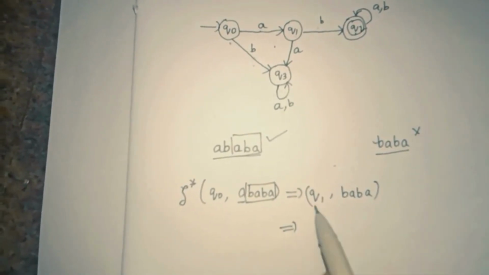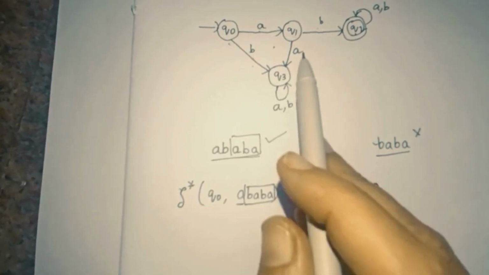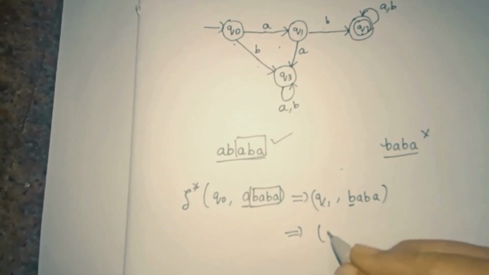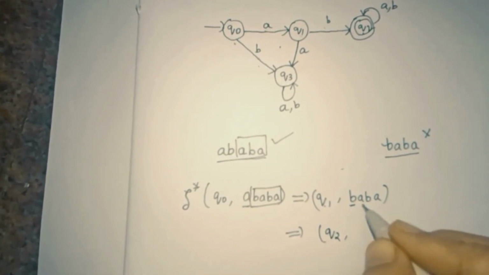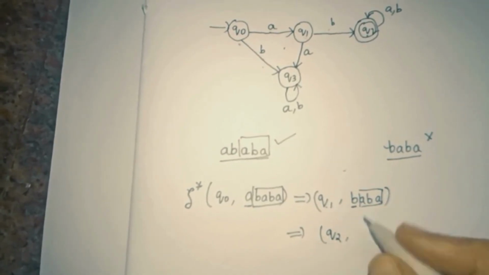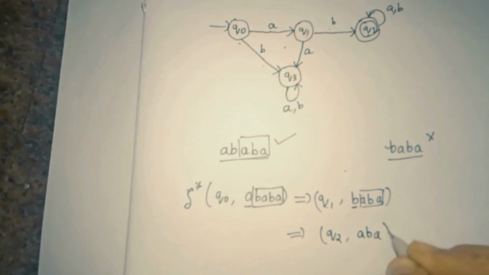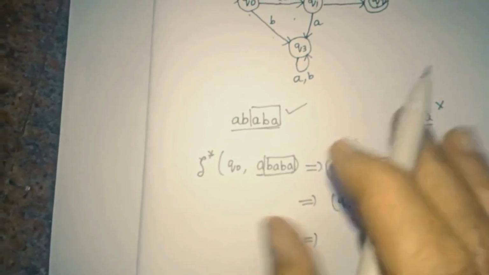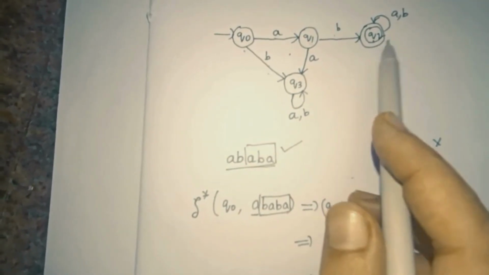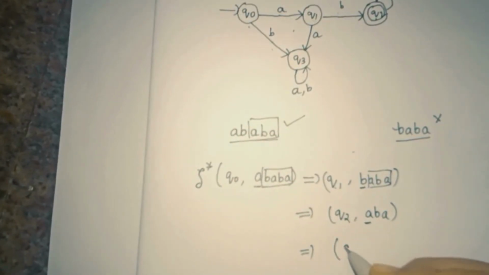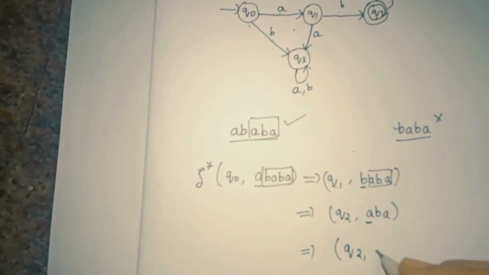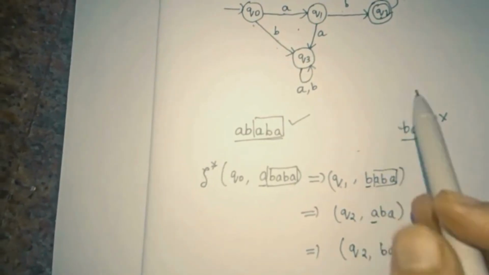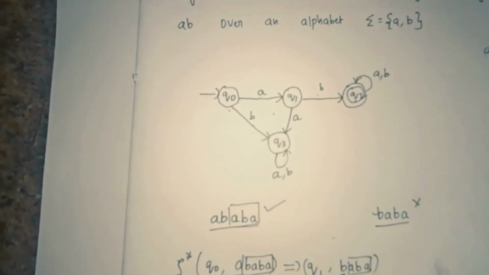Next step. Q1 on B is Q2. So it's done. Left out strings are ABA. Next, Q2 on A is Q2 only. So we will come to state Q2. A has been read. Now the left out strings are BA. Now Q2 on B is Q2 only.